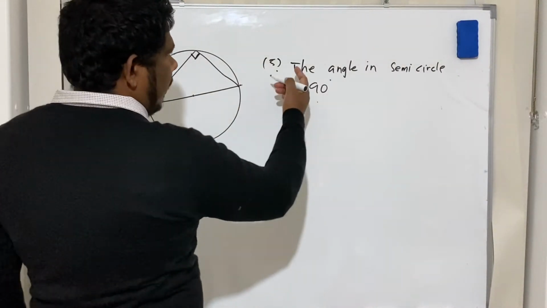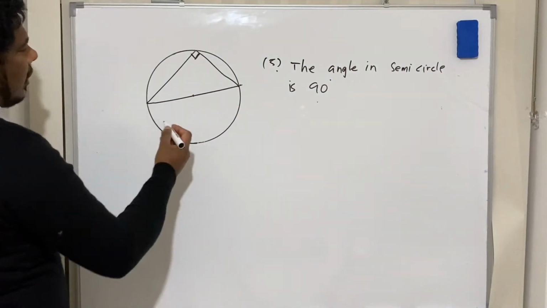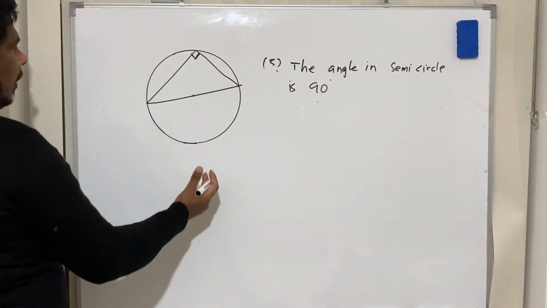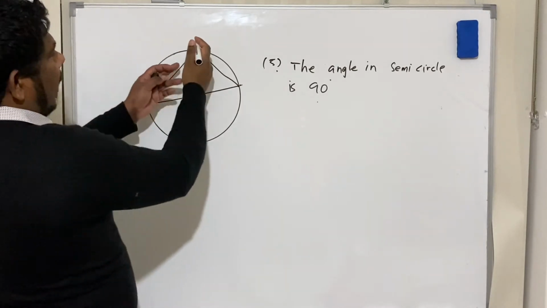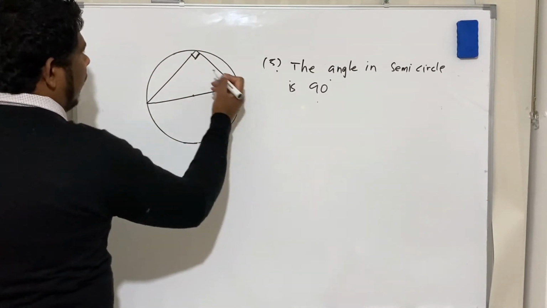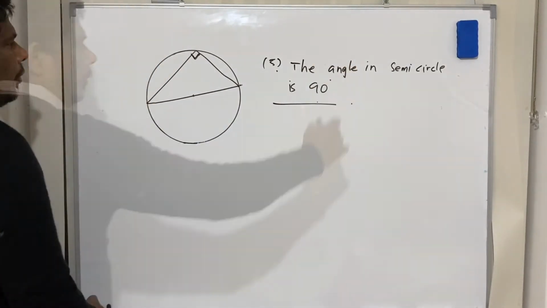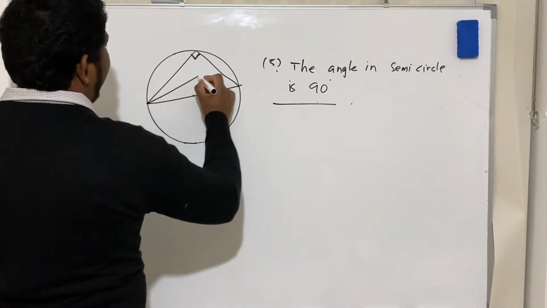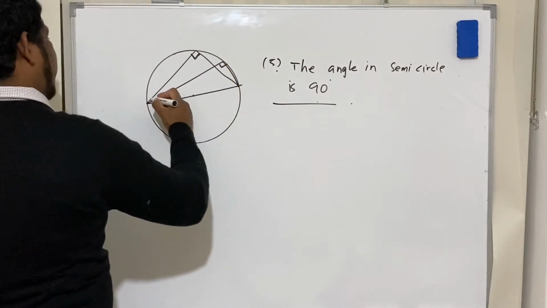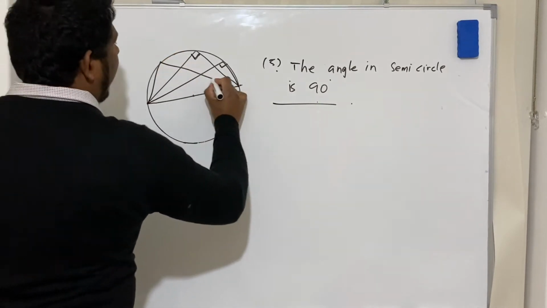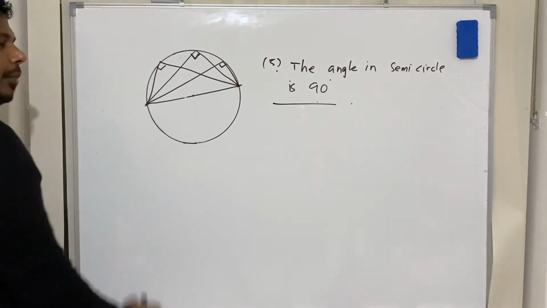The fifth law is the angle in a semicircle is 90. So you can see this diameter divides this circle into two parts, two semicircles actually. So the angle subtended from this diameter is always a right angle. So that is the fifth law. So you can say any angle made in the same segment is 90 degrees, as long as it comes from the same two points.